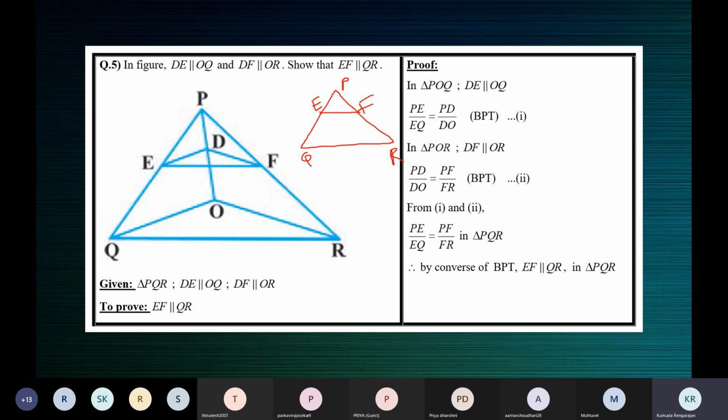These are the two sides which are divided. Leave those two sides, meaning ignore those two. This is the third side. So E is the point of division, F is the point of division. Join EF. So EF is parallel to QR. This is the result by converse of BPT.